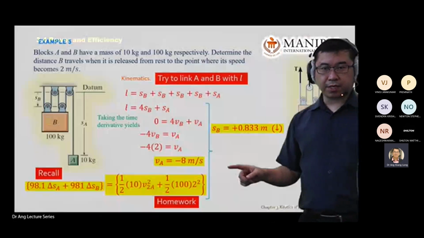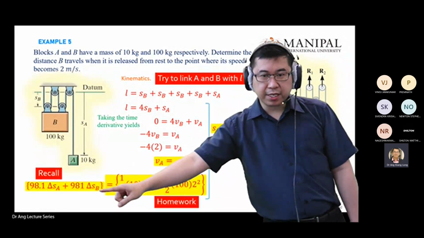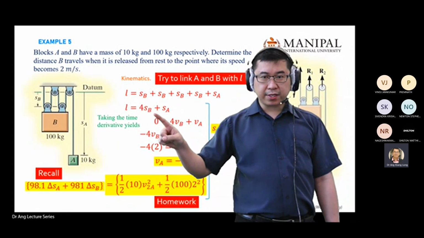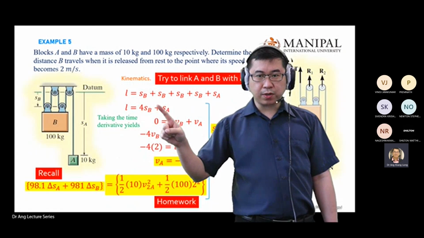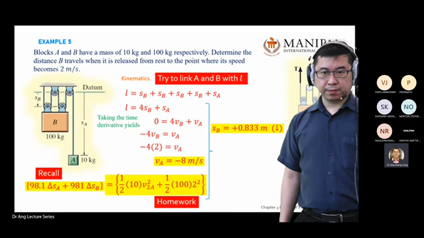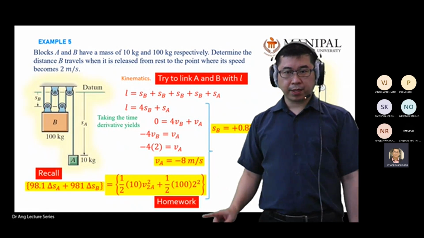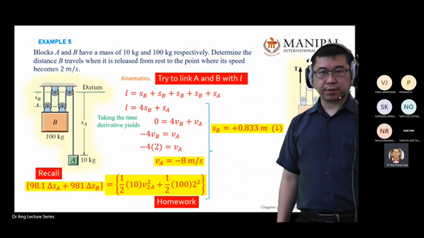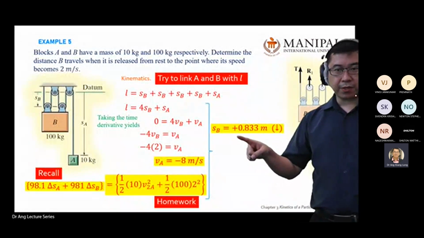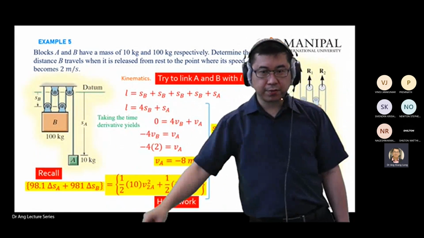You're solving a simultaneous equation, yeah? When you substitute this one in, you only have SA and SB left. But here is another equation. You have the L for SB and SA. So you try to link between SA and SB. You solve SB. Okay, any question? SB is positive going down. You get a positive value going down because the datum positive is down.